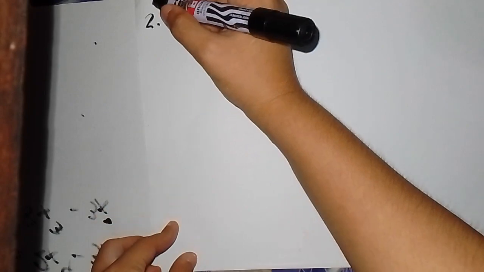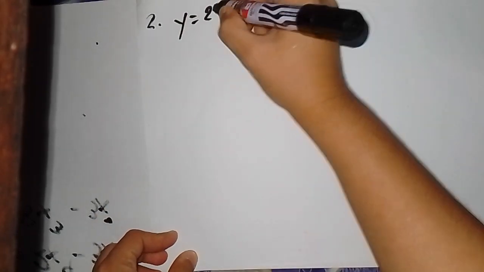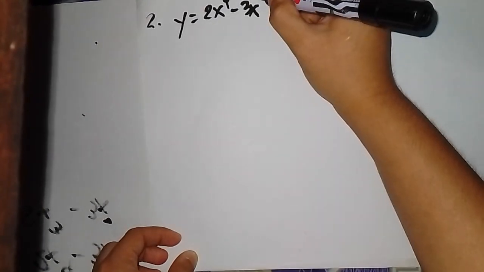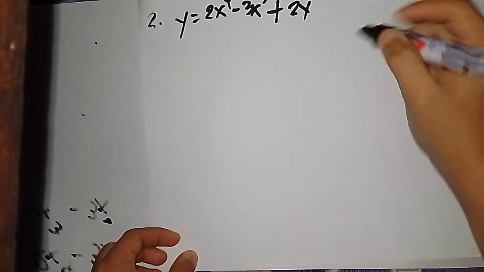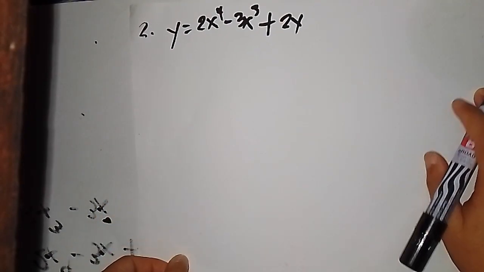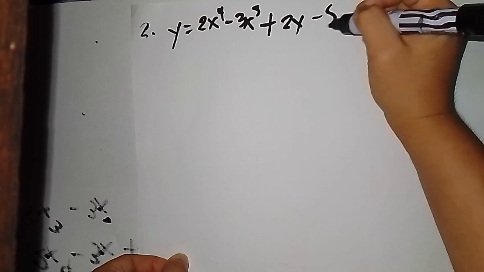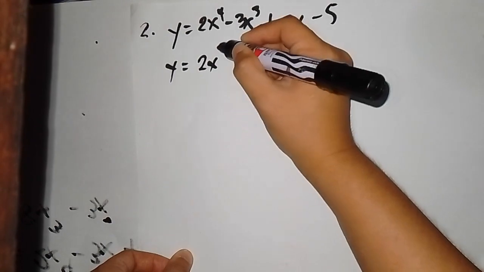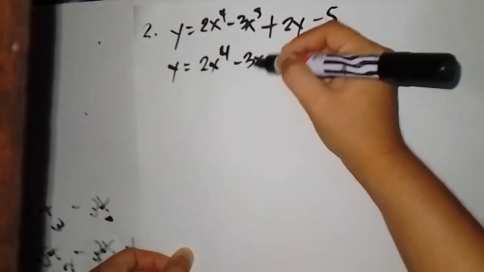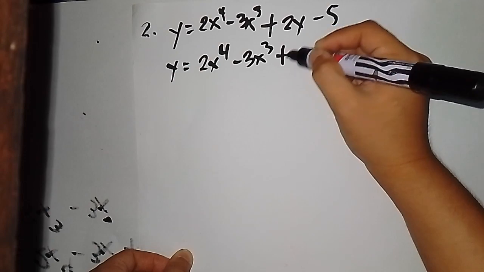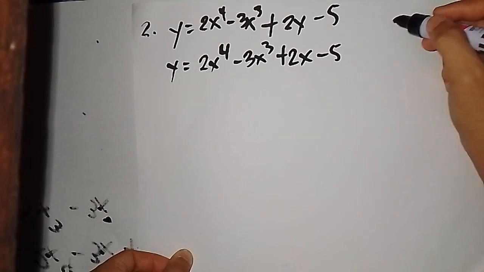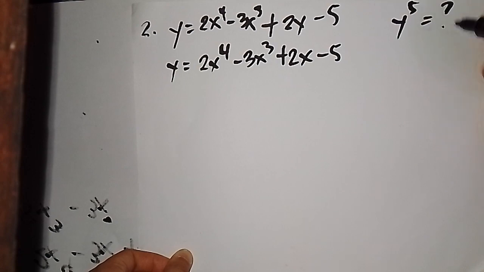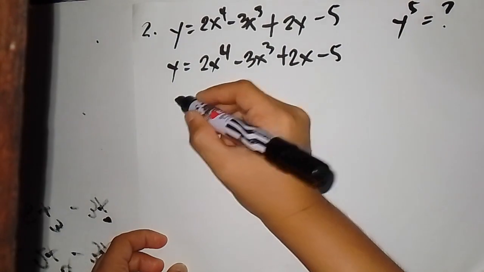Okay, so let's have another example. We have y is equal to 2x raised to 4 minus 3x cubed plus 2x minus 5. So let's just put down here 2x to the 4 minus 3x cubed plus 2x minus 5. Let's say we need to find the fifth derivative of this problem. So let's proceed in solving this problem.